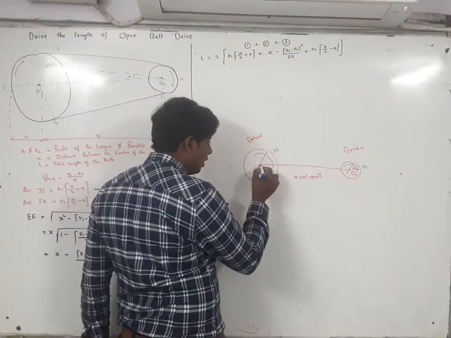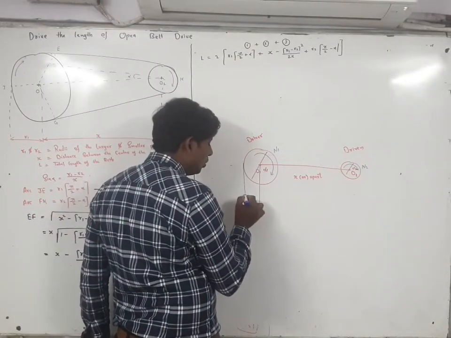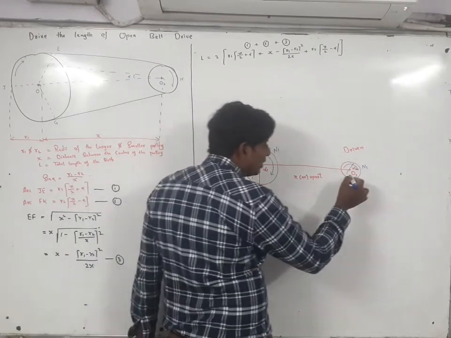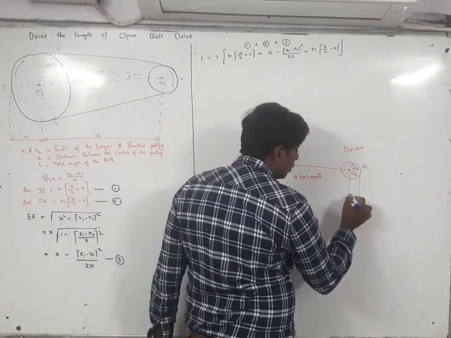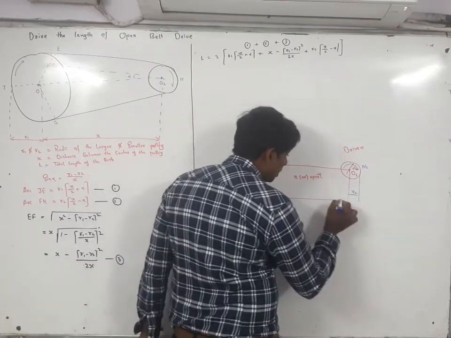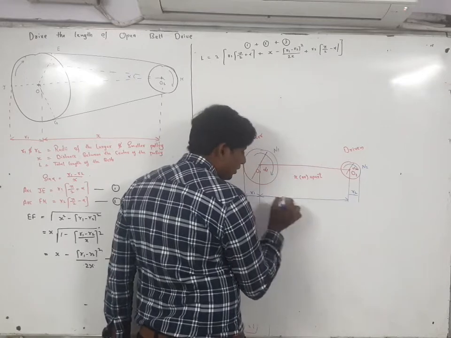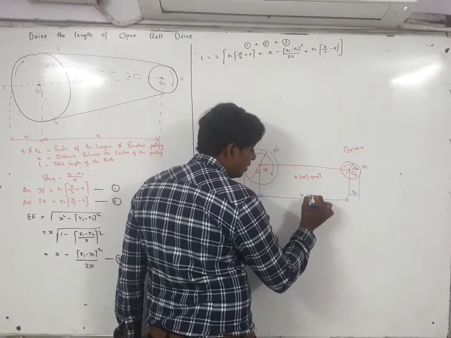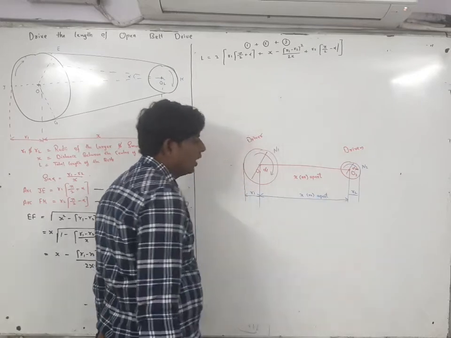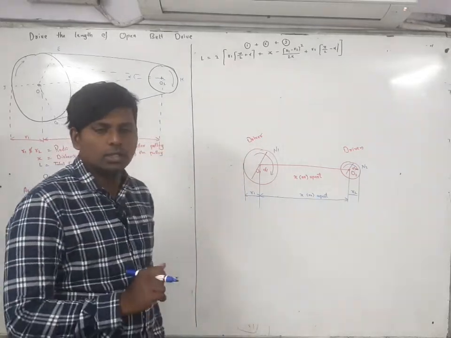And the radius from the center of the pulley to the end of the pulley is known as R1, and this radius is known as R2. The distance between the centers is known as X, another name is apart. So like this you have to write about the pulleys.